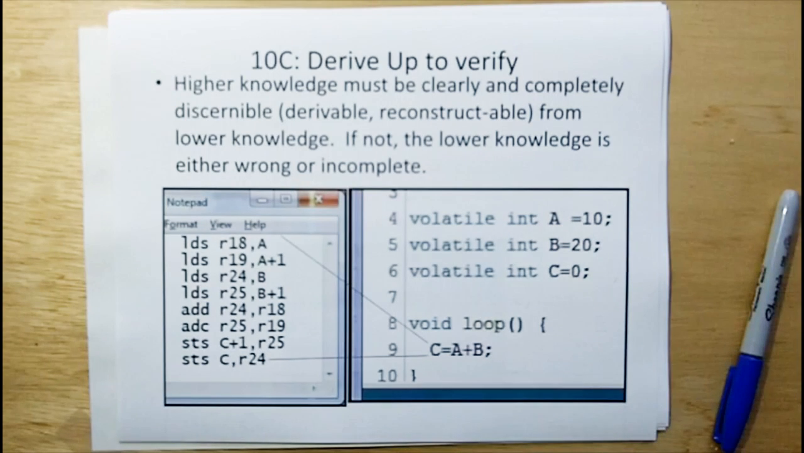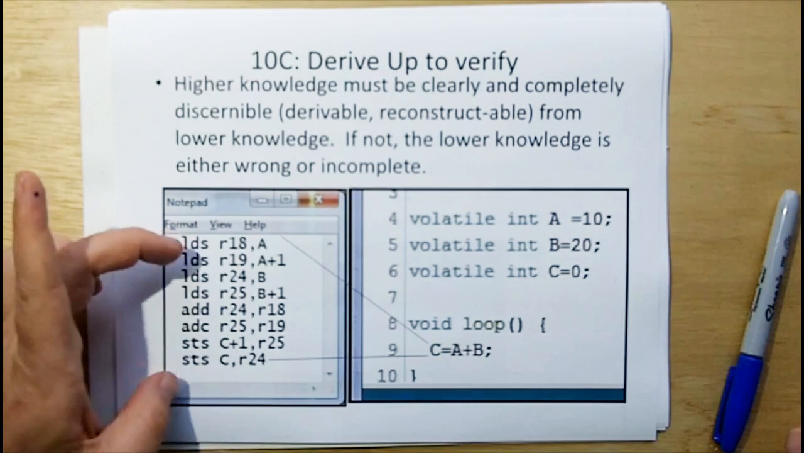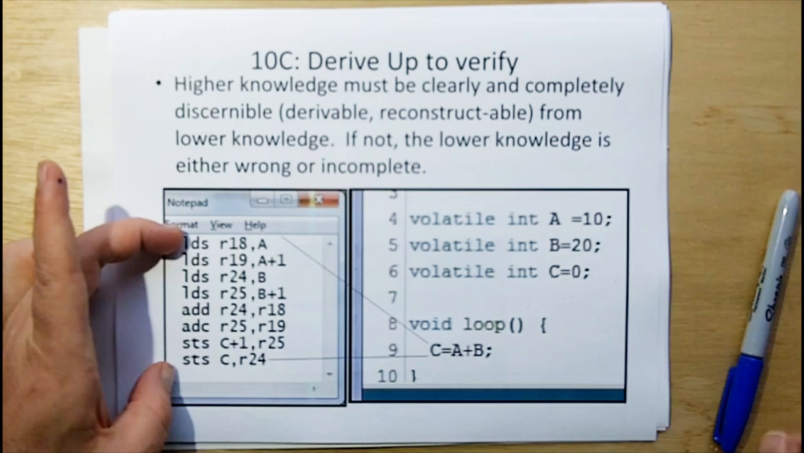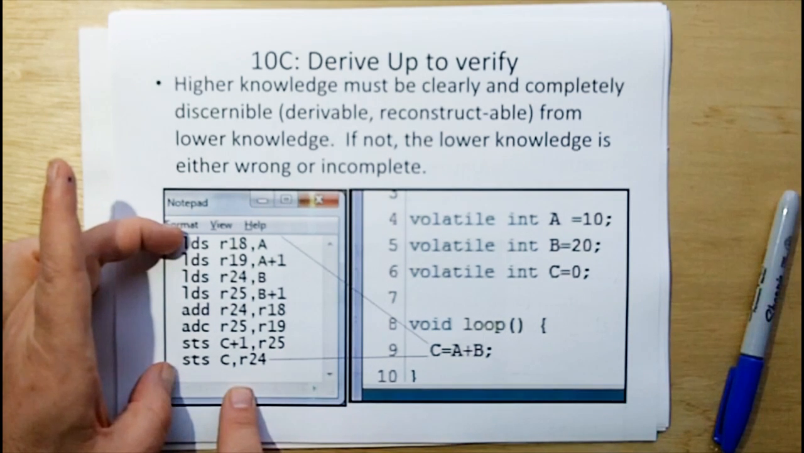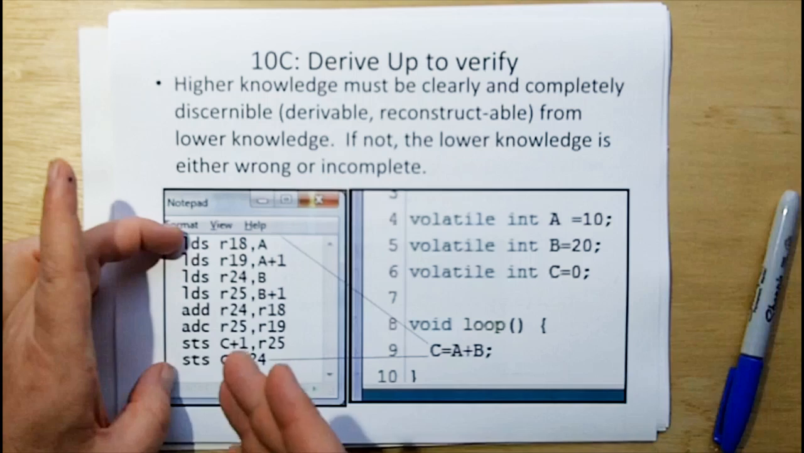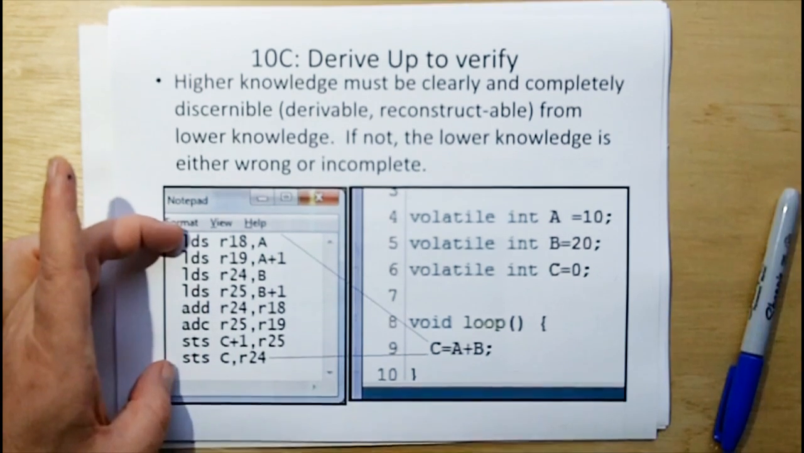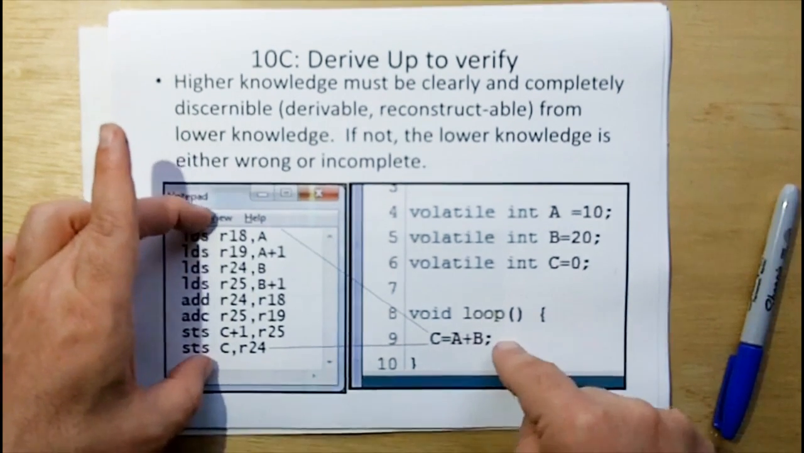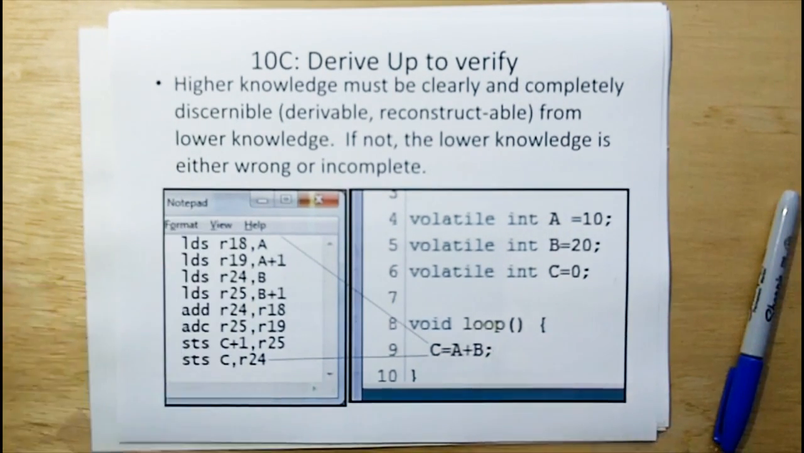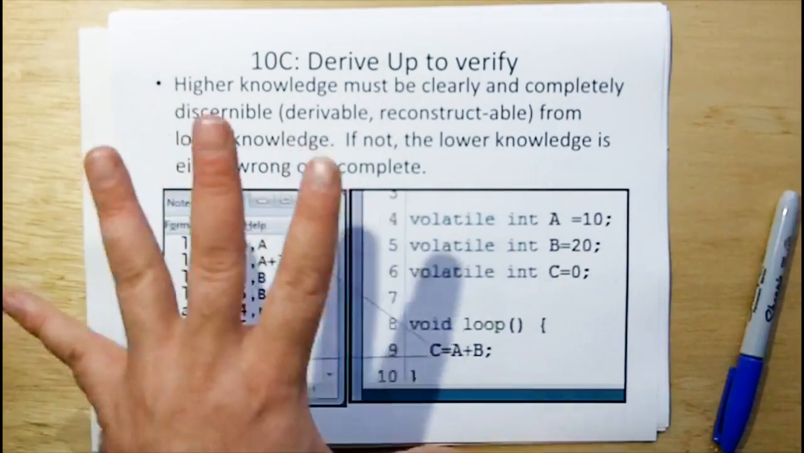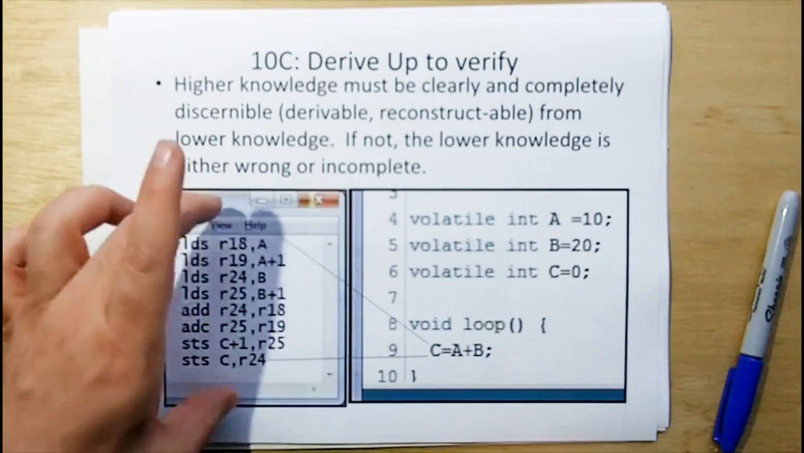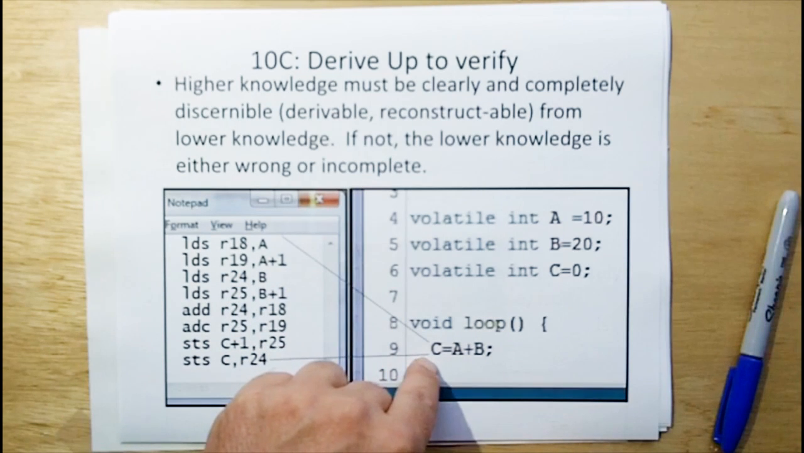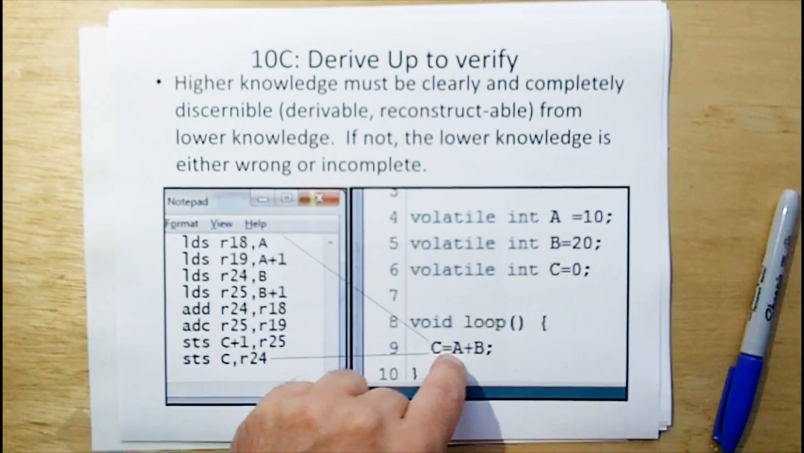However, deriving up is precise, because once you have the lower knowledge here, I can see directly from this code that this is C equals A plus B. All the knowledge is right there. All I need to know is what these instructions mean and what the instructions do. From that, you know exactly what's going on here, without ambiguity. And therefore, once we make a guess at what's going on at a lower level, you have to use that knowledge and derive back up to ensure that you get what the higher level is telling you.